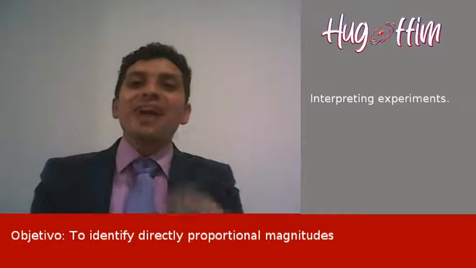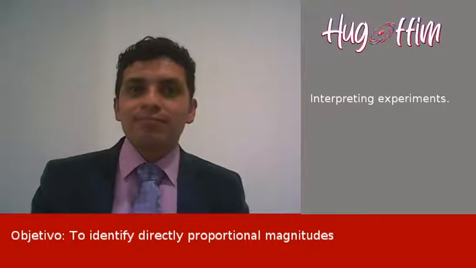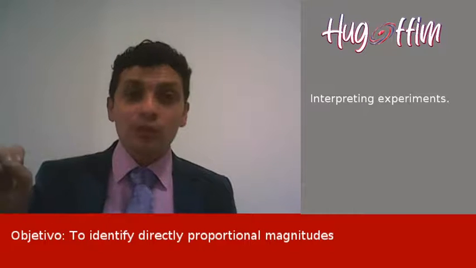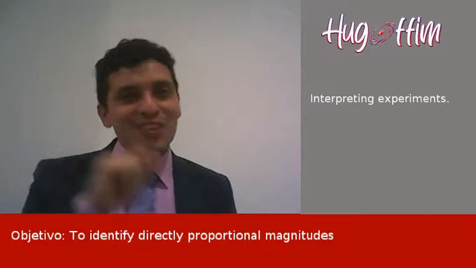I want you to imagine that you're a scientist, and you take some measurements of some values or magnitudes and you want to interpret your results. And now that we're talking about proportions, you would like to see if your results are according to a proportion. In this video, we're going to see how you can relate your values and the results of an experiment using proportions.